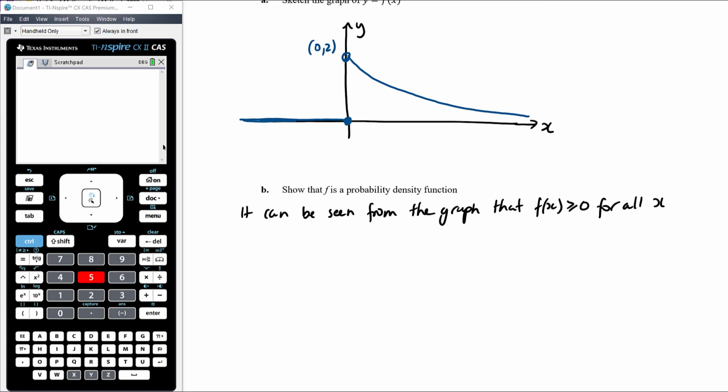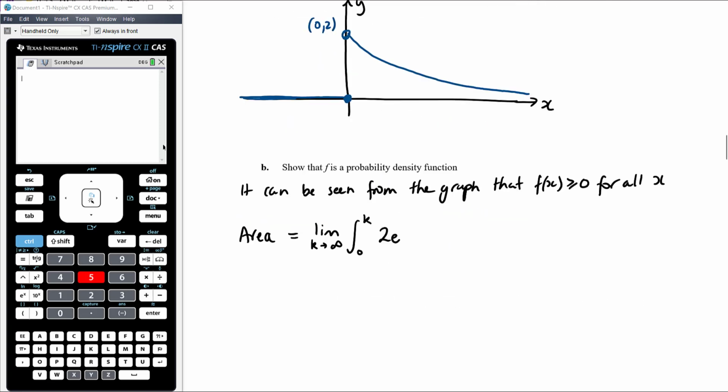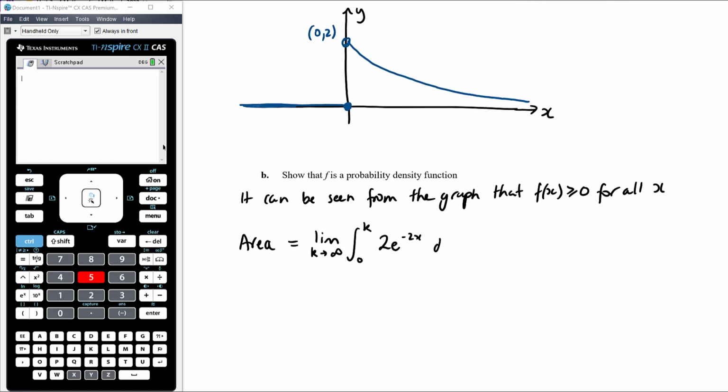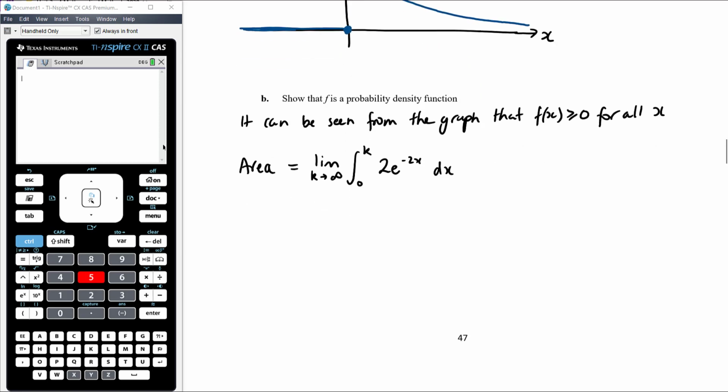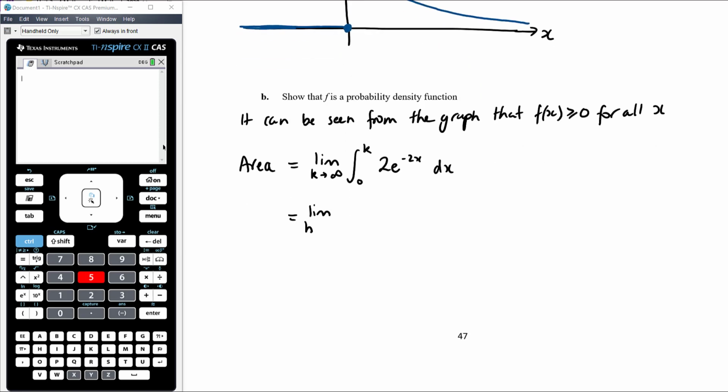Okay, so we're looking at the limiting value of the integral, which will give us the area. Okay, so the area is going to be the integral from 0 to infinity. But we don't write infinity in there, so technically we're going to do the limit as k approaches infinity. It doesn't have to be k, you can use any letter you want, from 0 to k of, was it 2e to the negative 2x? Yep. dx. Okay, so we have to keep writing the limit until we actually take the limit. So limit as k approaches infinity.